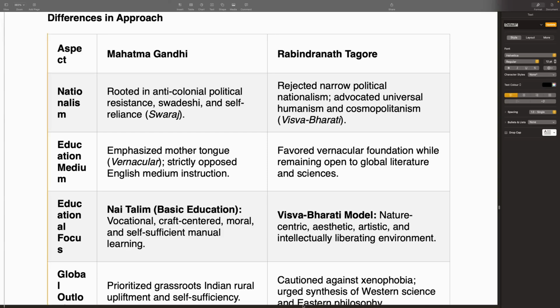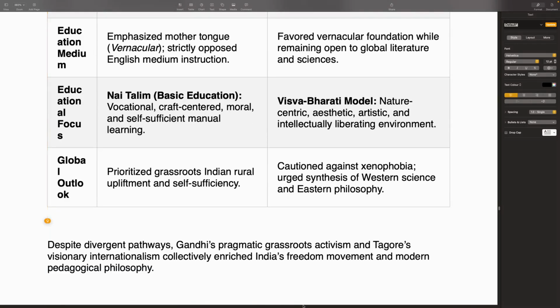Education medium: Gandhi emphasized the mother tongue and vernacular, strictly opposed English medium instruction. Tagore favored a vernacular foundation while remaining open to global literature and sciences. Educational focus: Gandhi's Nai Talim, basic education, vocational, craft centered, moral, and self-sufficient manual learning. Tagore's Vishwa Bharati model: nature centric, aesthetic, artistic, and intellectually liberating environment. Global outlook: Gandhi prioritized grassroots Indian rural upliftment and self-sufficiency.